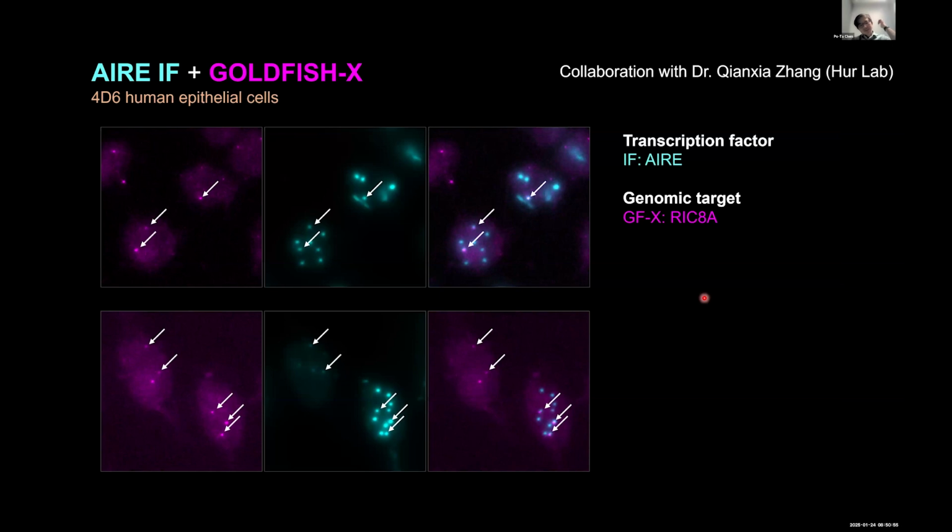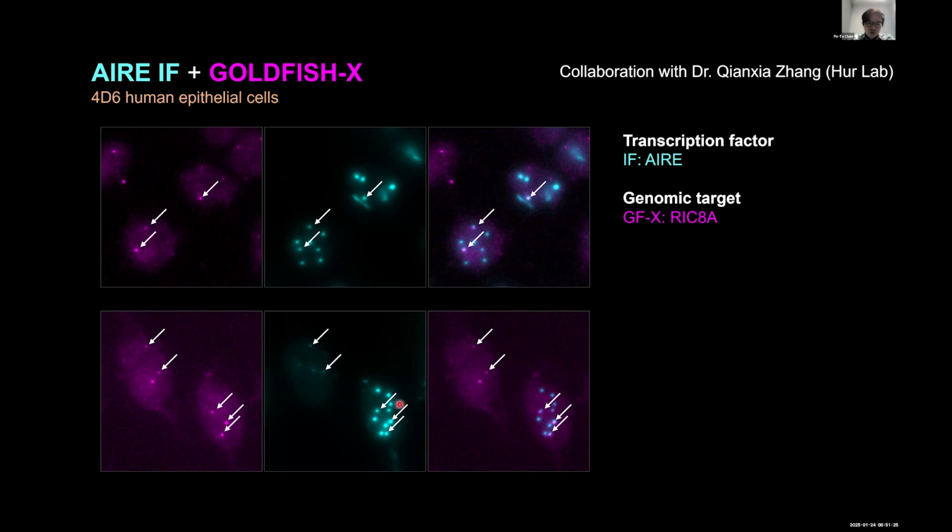More recently, we are working with our collaborators to see if we can label a transcription factor and its genome target at the same time. And this data is actually really fresh. We got it 2 days ago, and we were really excited about it because you can see on the left side, there are a few genomic loci, and we can see the transcription factor forms puncta and actually colocalizes with the target loci.